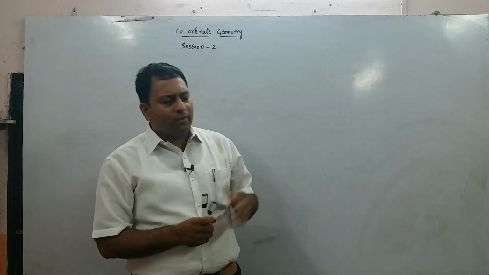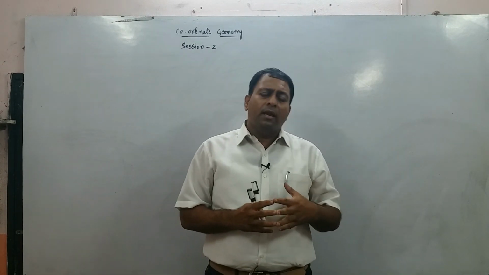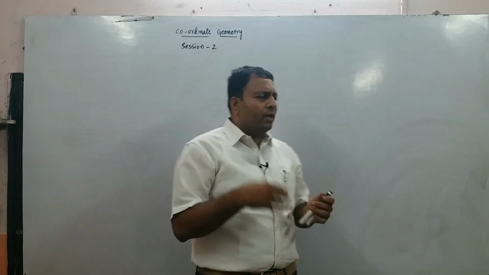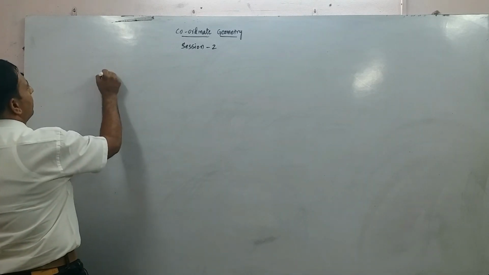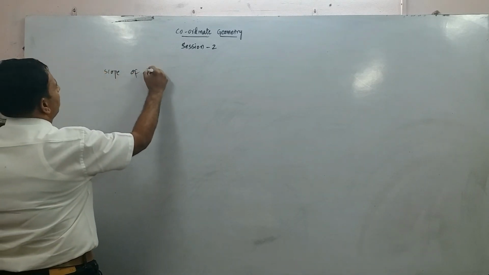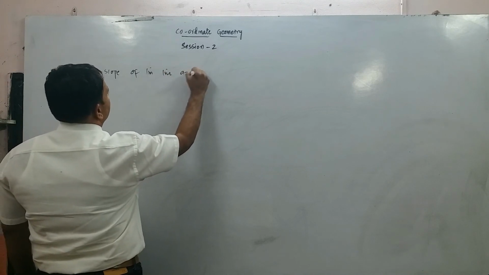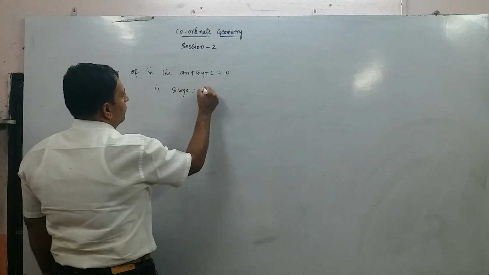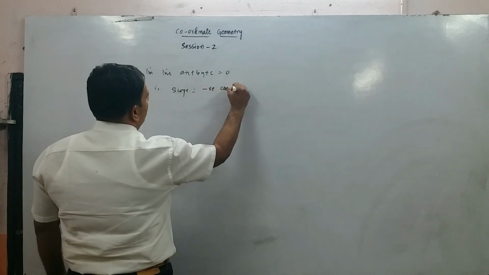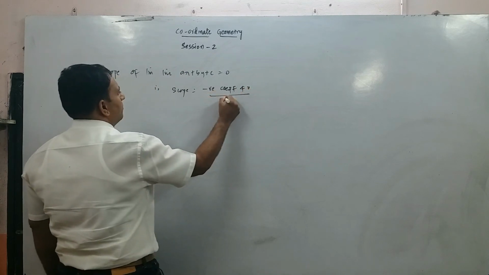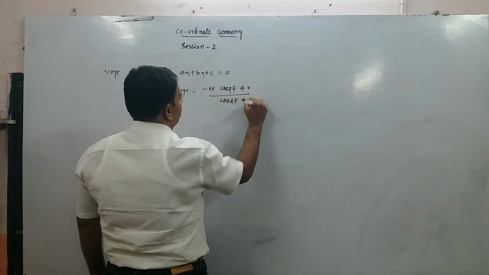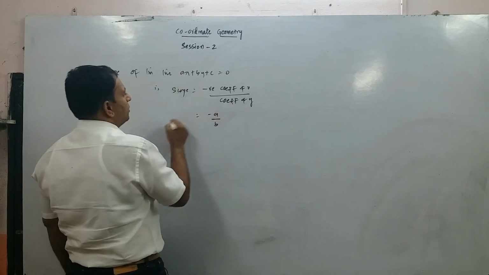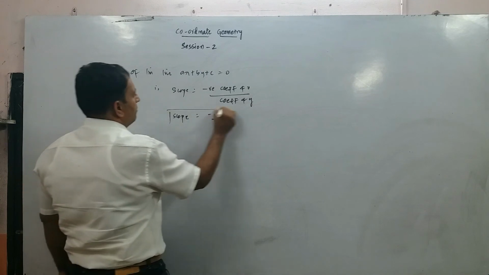So I am sure you have understood the various forms of line and how to convert from one form into another form. Now we will move forward and try to understand how to find the slope of a line. Slope of the line ax plus by plus c is equal to 0 is negative coefficient of x by coefficient of y. So what is the negative coefficient of x? Minus a. What is the coefficient of y? b. So slope is equal to minus a by b.